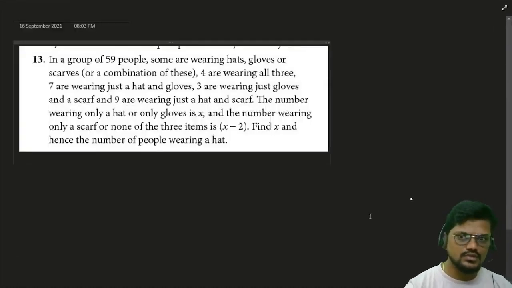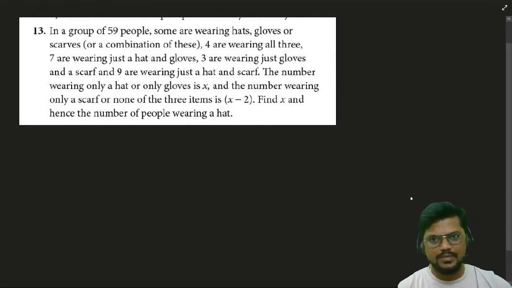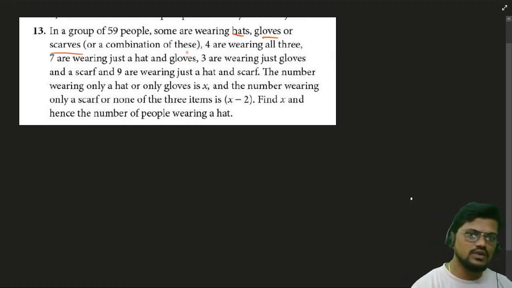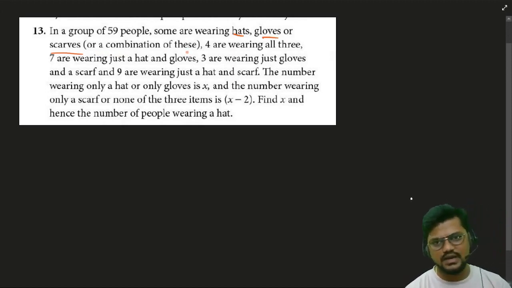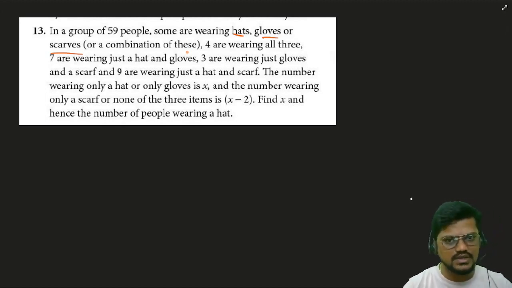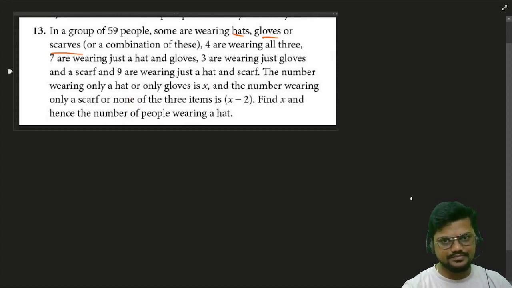First, let's solve it. In a group of 59 people, some are wearing hats, gloves or scarves, or a combination of these. 4 are wearing all three, 7 are wearing just a hat and gloves, 3 are wearing just gloves and scarf, and 9 are wearing just hat and scarf. The number wearing only a hat or only gloves is x, and the number wearing only a scarf or none of the three items is x minus 2. Find x and hence find the number of people wearing a hat.